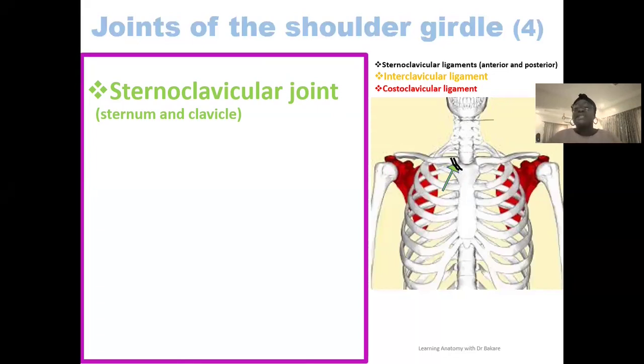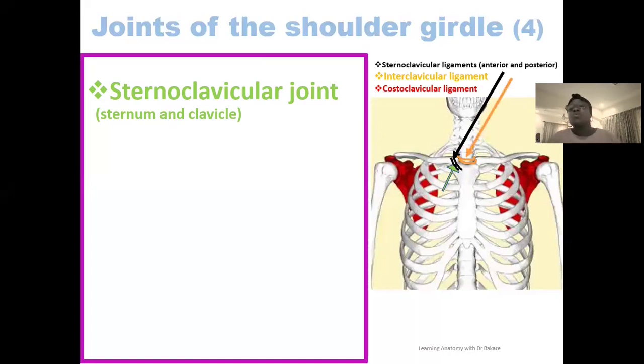The second ligament is the interclavicular ligament. The interclavicular ligament, just as the name implies, is connecting the 2 clavicles together. And you see it specifically connecting the sternal ends of the clavicles together. And this is where it is helping to hold the 2 clavicles in place.